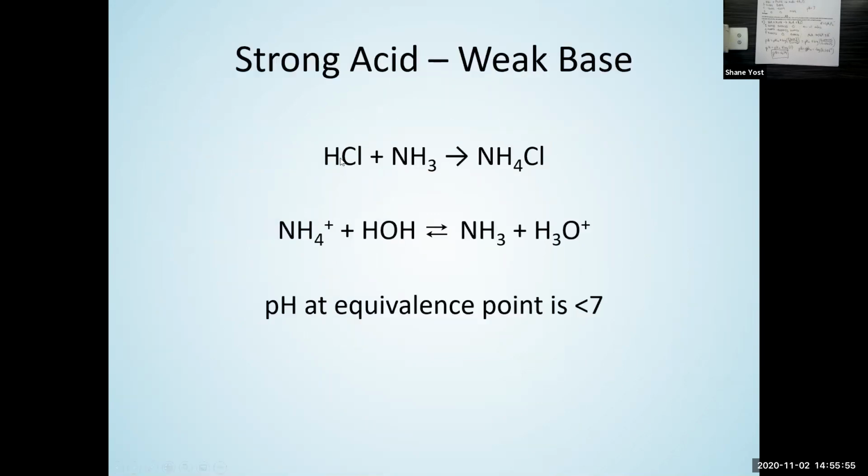Again, for example, my weak base is NH3. I react NH3 with HCl to form NH4+ and Cl- in solution. The NH4+ can react with water to reform NH3 and H+ ions in solution. This is a weak acid equilibrium, and that is introducing H+ or H3O+ ions in solution, which is lowering the pH. The pH is less than 7 at equivalence point for a strong acid, weak base titration.